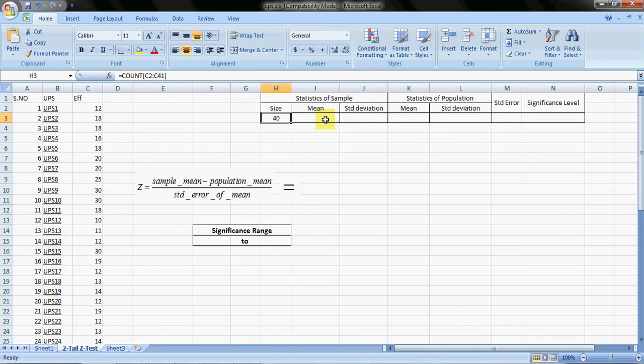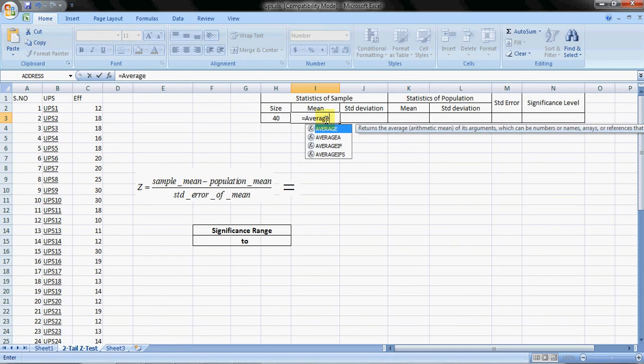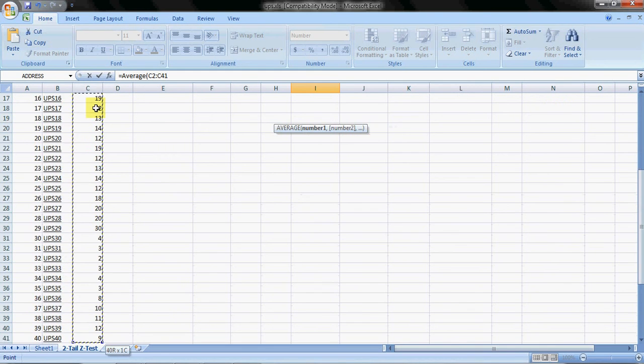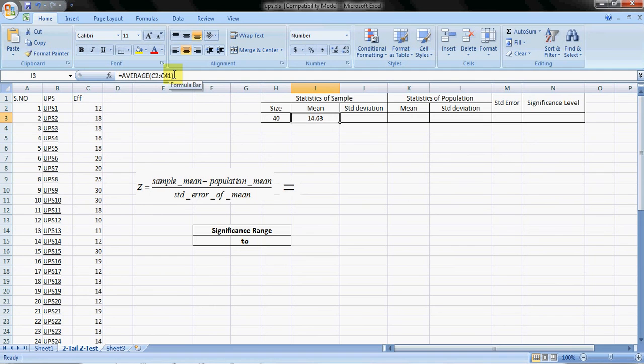Now let us compute the mean. The mean actually is the average of the collected data. So how to go about this? The formula is AVERAGE, bracket open, then the range of the numbers, again Shift, Control and down arrow key, C2 to C41, and close the bracket. Here is the mean of the sample data we have collected.